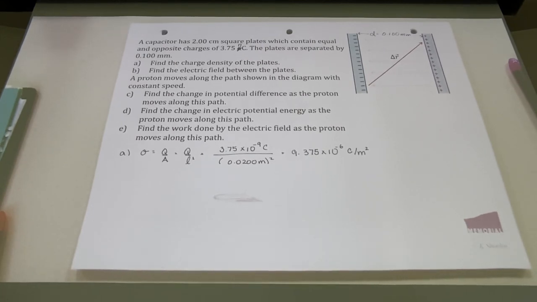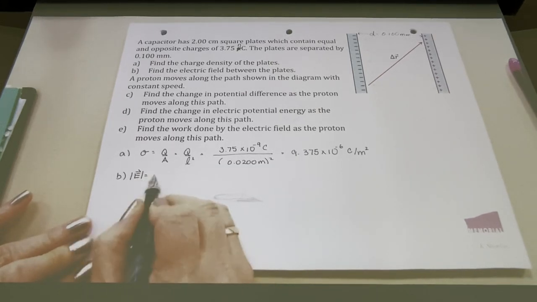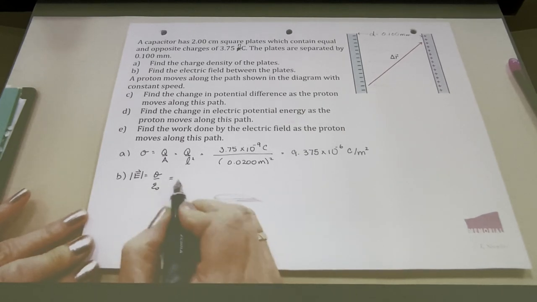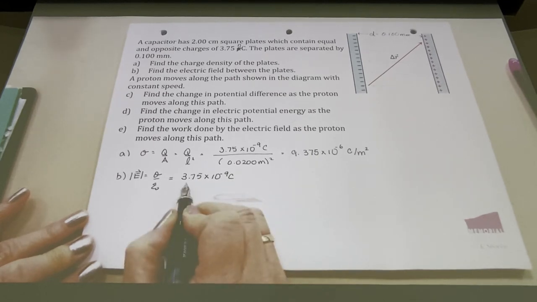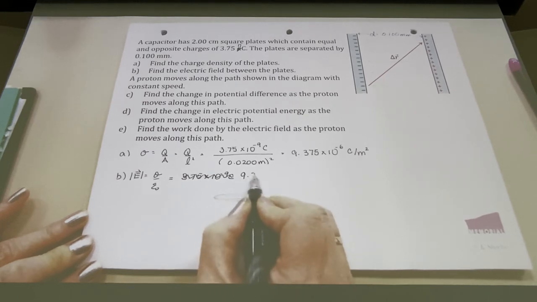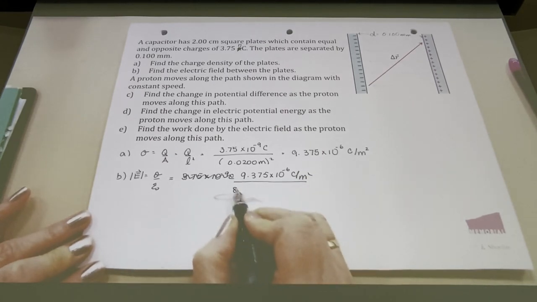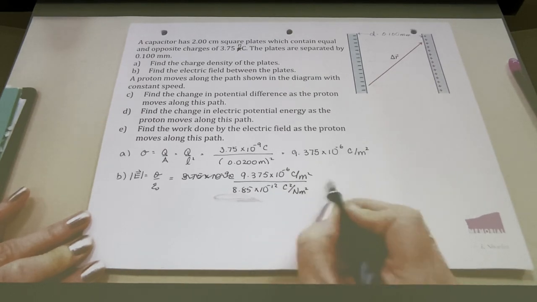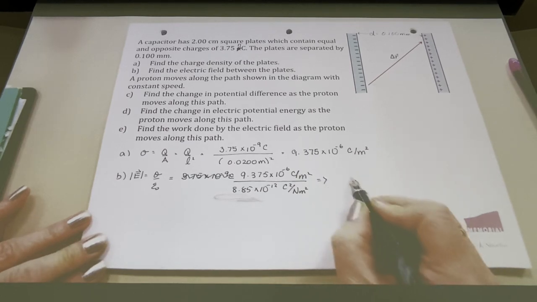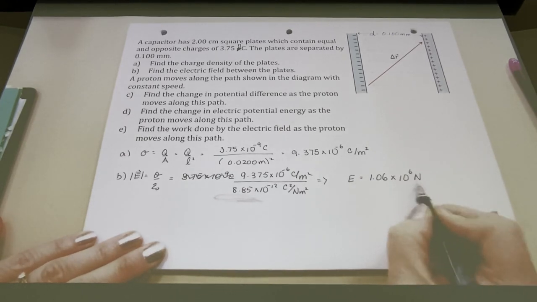Part B says find the electric field. We know the electric field is related to the density, so we'll use that expression to find the field. Our electric field has a magnitude of sigma over epsilon naught, which is 9.375 times 10 to the minus 6 coulombs per meter squared divided by epsilon naught, 8.85 times 10 to the minus 12 coulombs squared over newtons meter squared, to give us a magnitude of our electric field of 1.06 times 10 to the 6 newtons per coulomb.